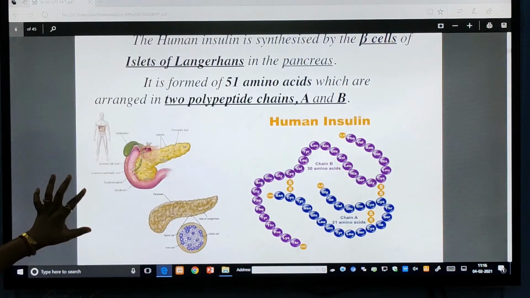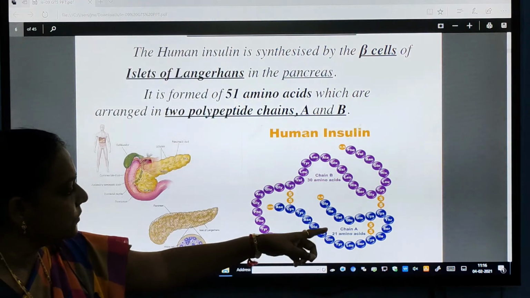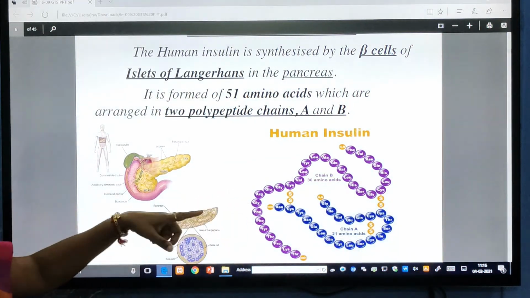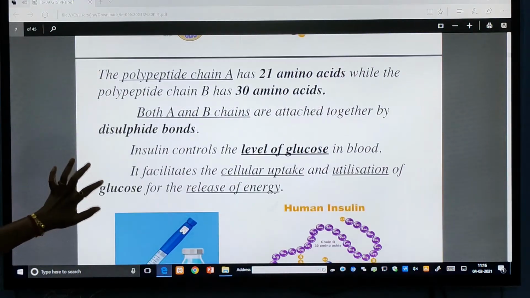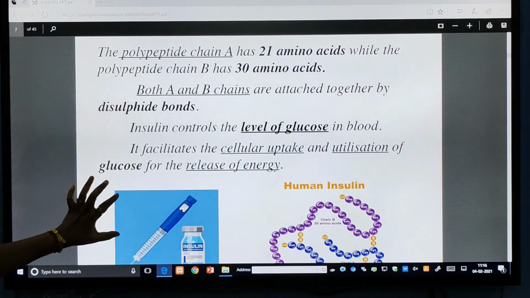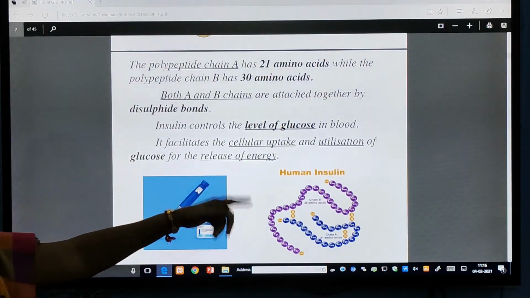In this we can see the beta cells alone, they secrete insulin, which is formed of 51 amino acids arranged into 2 polypeptide chains, A and B. You can see A and B here. This is the polypeptide chain of insulin. Next, the polypeptide chain A. What about A? The structure of A, here you can see it is formed of 21 amino acids.